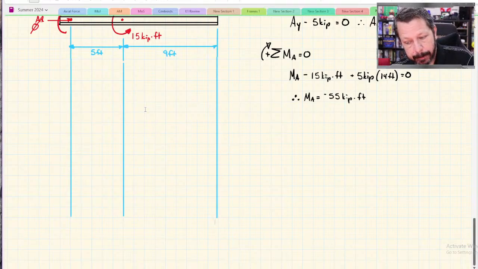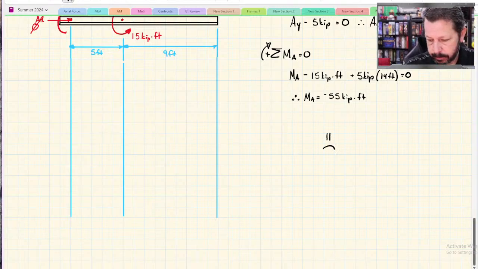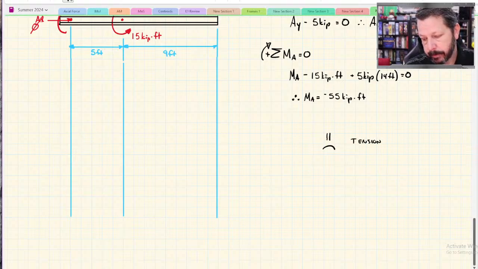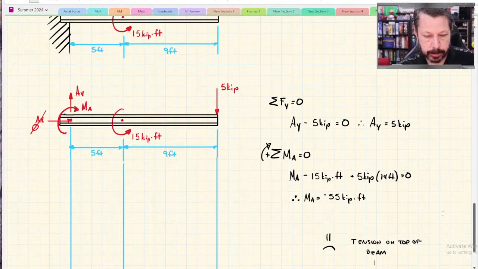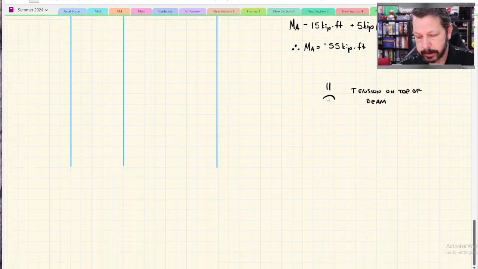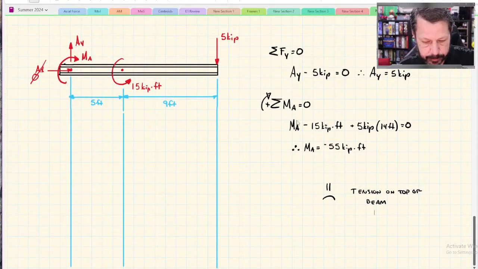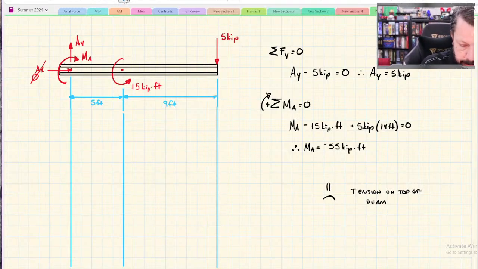So negative internal bending moments put tension on the top of the beam. And that looks right. We do have this thing trying to bend it upwards, but this 5 kips out here is trying to bend everything downwards also. So it looks like the overall effect is that tension is going to be on top of the beam. All right. Let's draw a shear diagram.